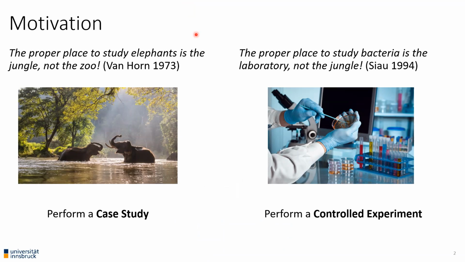When we think about empirical methods and research, then we often have the lab environments in mind, right? So if we want to study bacteria, then the lab environment is obviously the right way to go. So the proper place to study bacteria is in the laboratory and not in the jungle. But on the other hand, if we want to study the behavior and the social interaction maybe of elephants, then labs or even the zoo may not be the right place, right? So there is a nice quote on this stating that the proper place to study elephants is the jungle, not the zoo, so not the controlled environment.